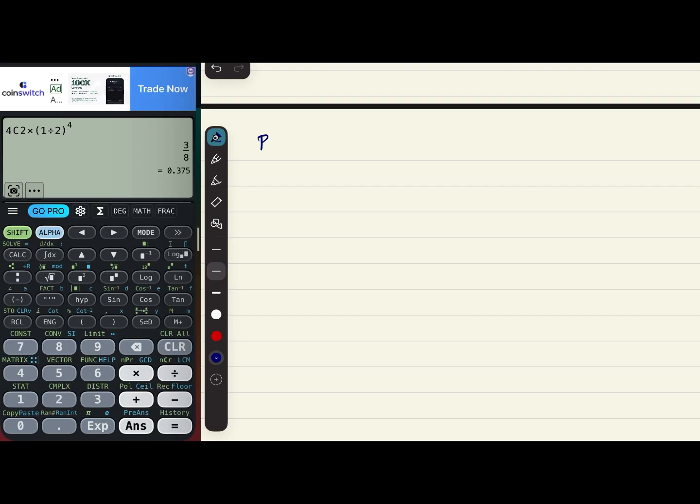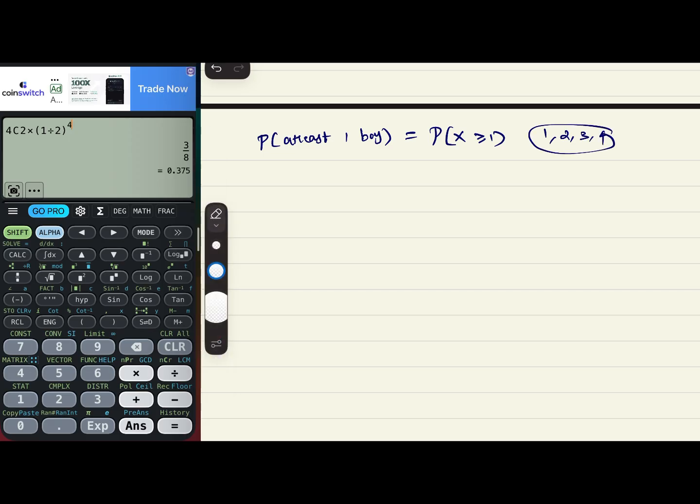So probability of at least one boy. At least means minimum one boy. So X defines the birth of a boy. Therefore, it is greater than or equal to one boy. That means there may be one boy, or two boys, or three boys, or four boys in the family. Okay, this is the meaning. All right. So I think this is clear for you.